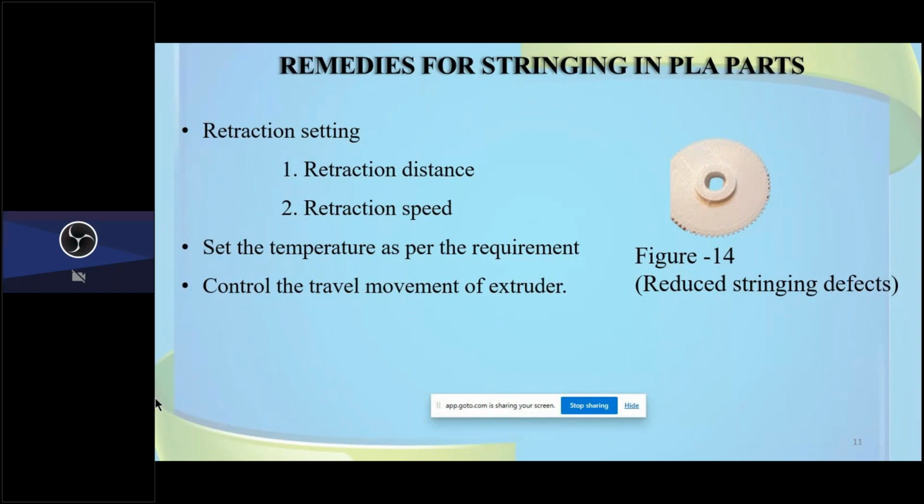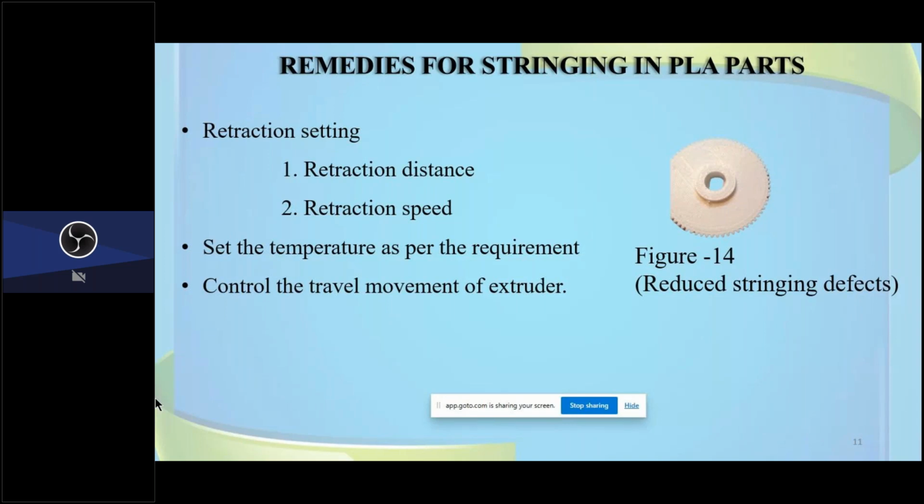Set the temperature as per the requirement. It means if the temperature of the material which is extruded from the extruder is very high, then the material will flow onto the platform of the 3D printer, and we will get many defects, and we will not get the shape as per the requirement.